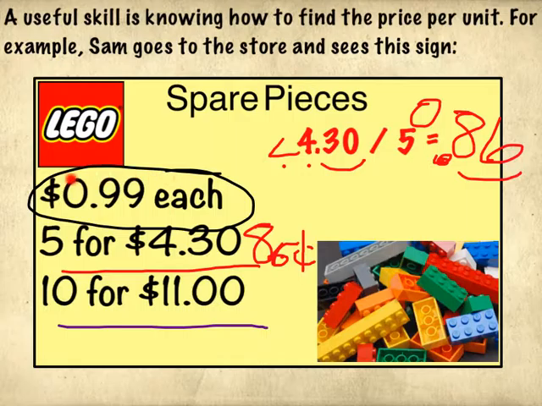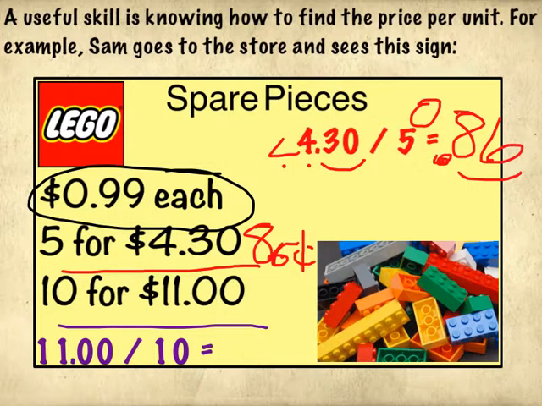This is definitely a better deal than 99 cents each. What about 10 for $11? Is that going to be a better deal or not? Let's find out. So this time I used my calculator, and it said that 11 divided by 10 equaled 1.1. And I know that I can put a 0 at the end of that. So 1.1 is the same as $1.10.